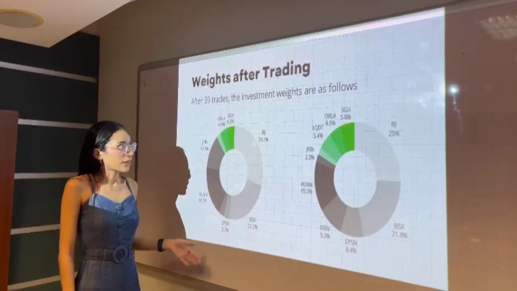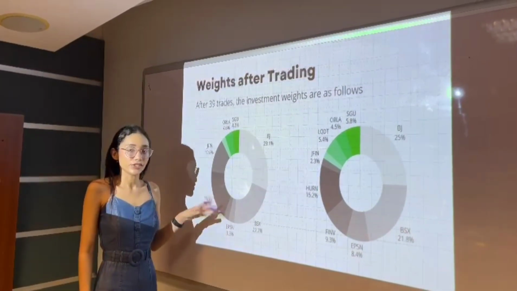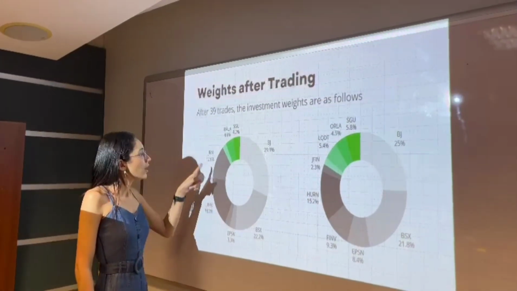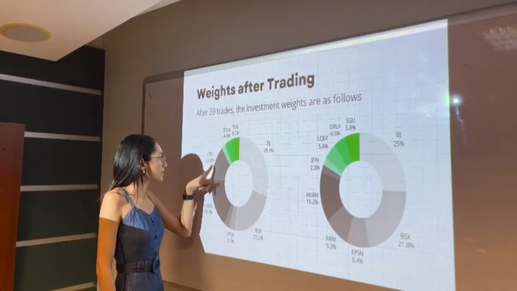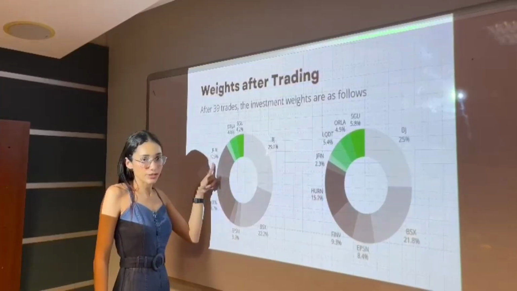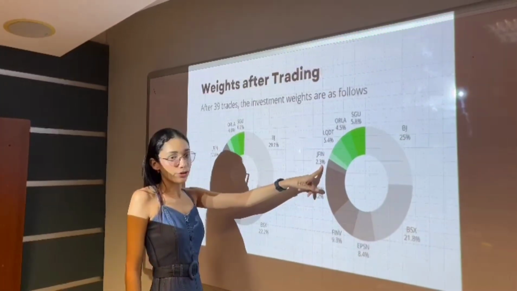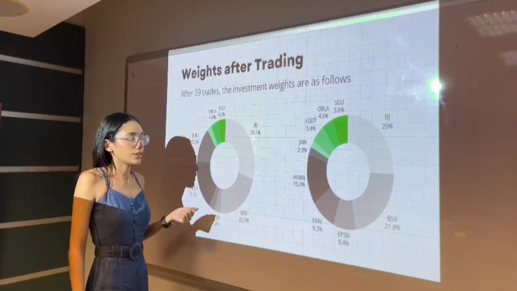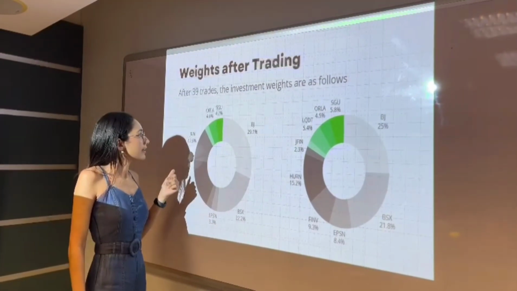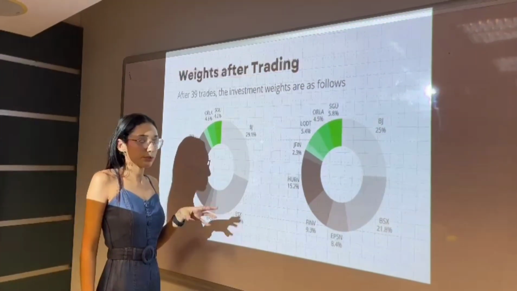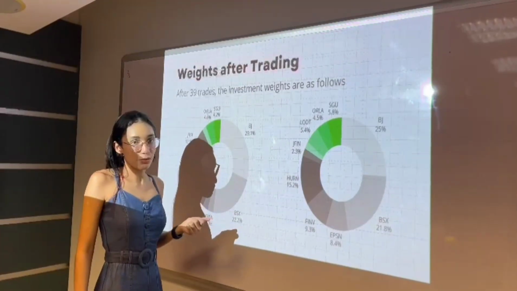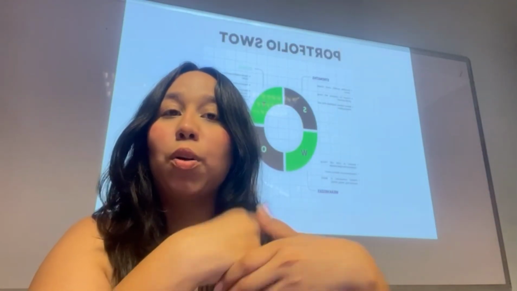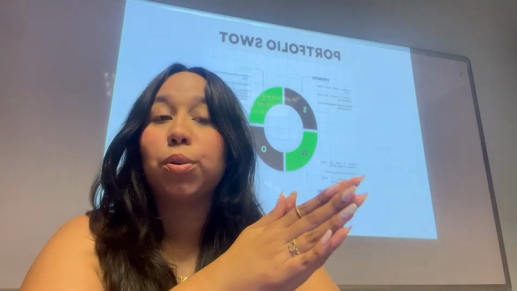After 39 trades, the investment weights changed a little bit, which we can see right here. Companies like JFIN, which had 12.6% as an investment weight, now have 2.3%. And the company that performed the worst, LQDT, which had around 3%, now has less than 1%.